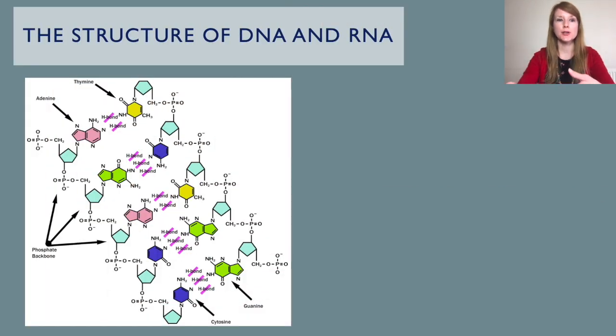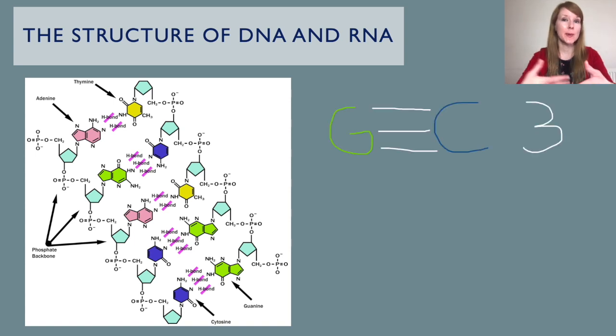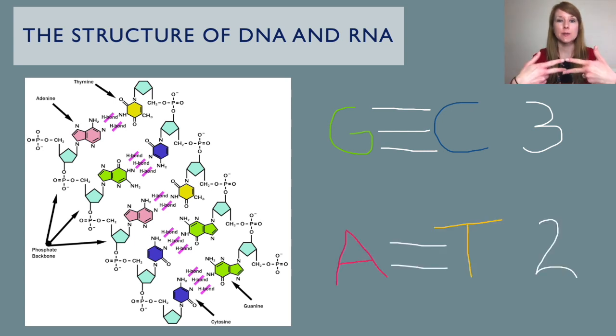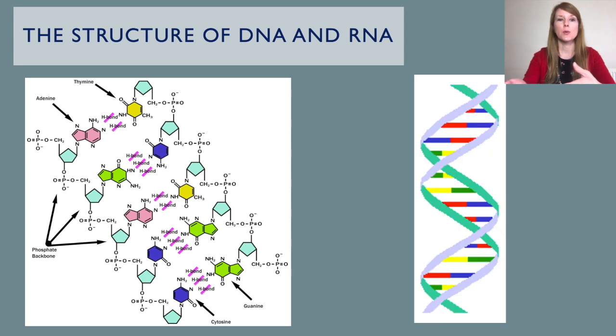So in DNA, the two antiparallel strands align, and the nitrogenous bases form hydrogen bonds between the complementary base pairs. G always binds with C, and it does this with 3 hydrogen bonds. And A always binds to T, and it does this with 2 hydrogen bonds. This causes a double-stranded structure, which then twists into a helical arrangement.